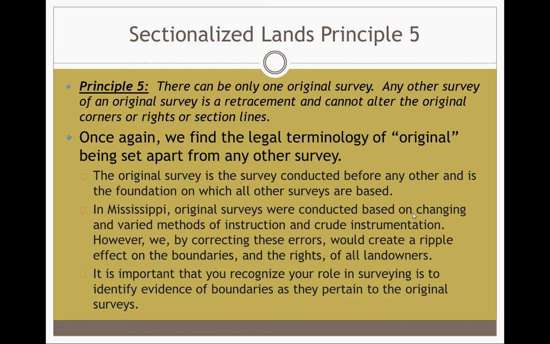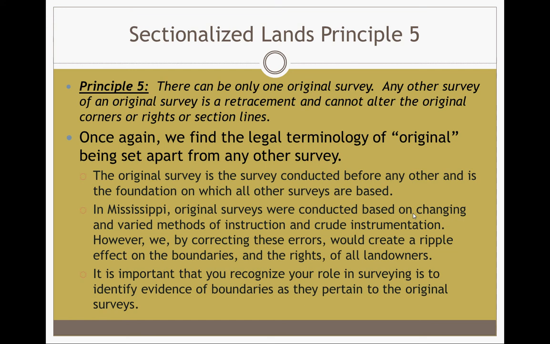Now back to the principles. Principle number 5. There can be only one original survey. Once again, we find this terminology about it. Any other survey of an original survey is a retracement and cannot alter the original corners or rights or section lines. This original survey, remember, creates boundaries. And this is a survey conducted before any other and is the foundation on which all surveys are based.